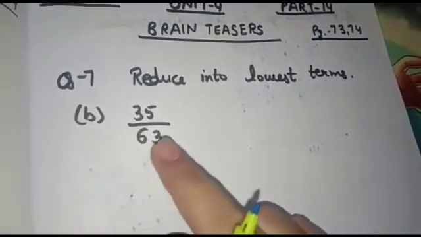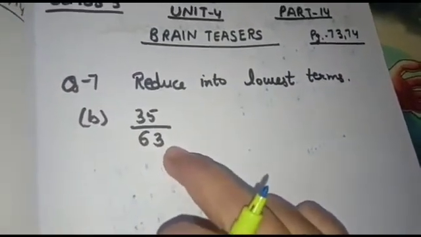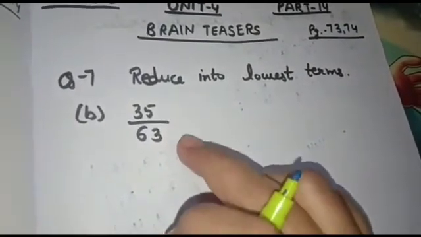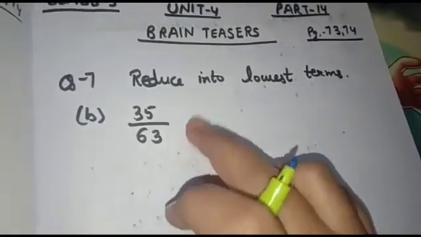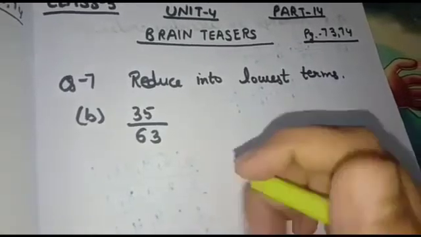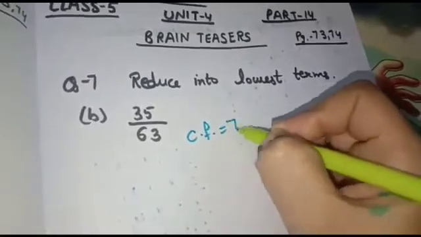Let's discuss its B part, 35 by 63. To reduce it into lowest terms, what should we do? We have to find the common factor of 35 and 63. Just think about the common factor. Yes, it is 7. Yes, the common factor is 7.